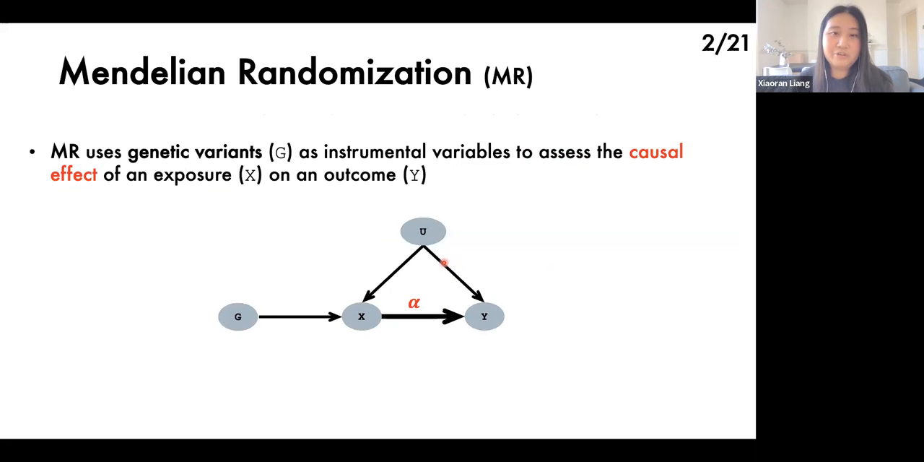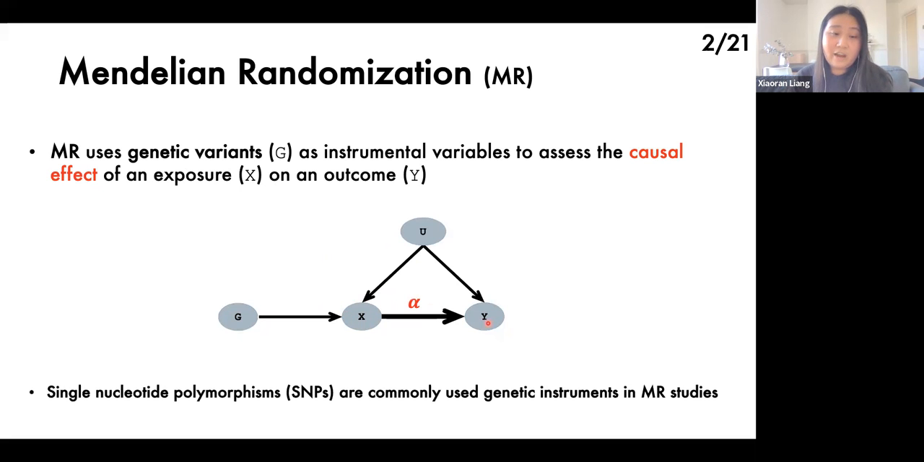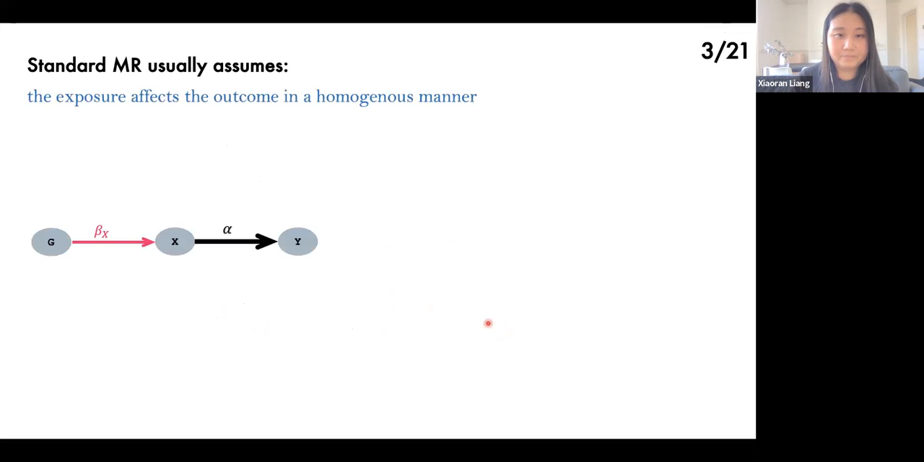So here is a brief recap of Mendelian randomization. It is a method that uses genetic variants as instrument variables to estimate the causal effects of an exposure on the outcome. In MR studies, the main thing we want to estimate is the causal effect alpha from X to Y. Also in MR studies, SNPs are commonly used genetic instruments, and from now on, we will just use SNPs to denote the genetic instruments.